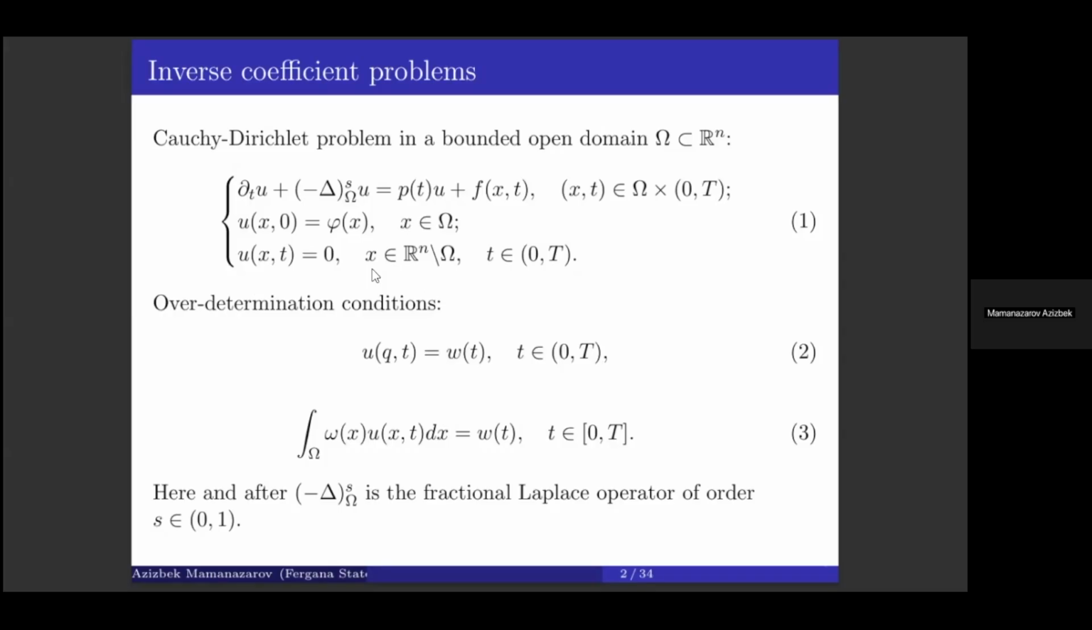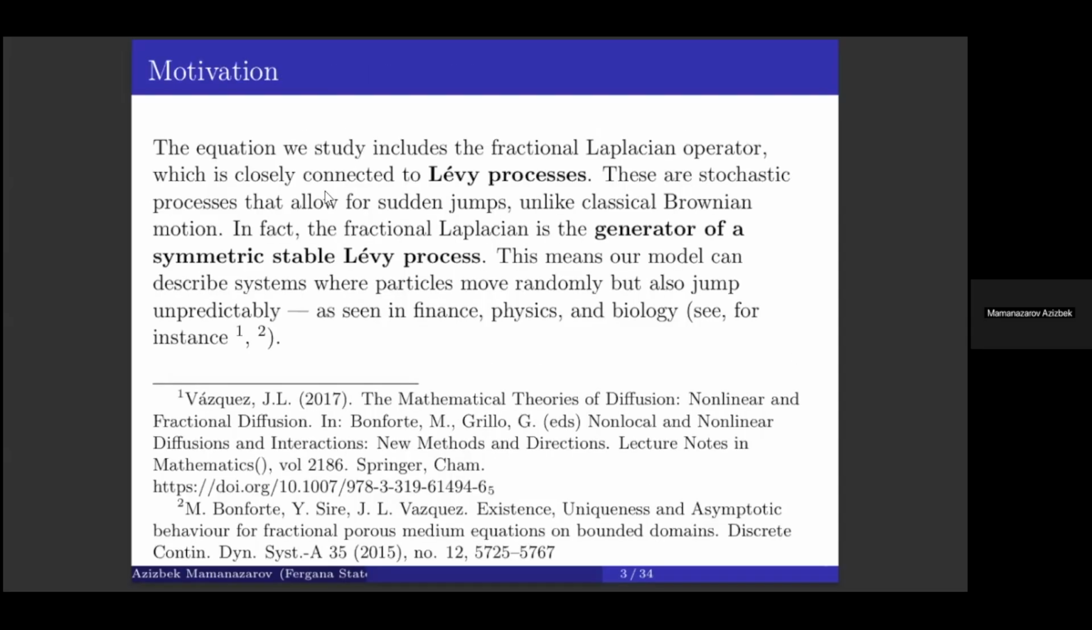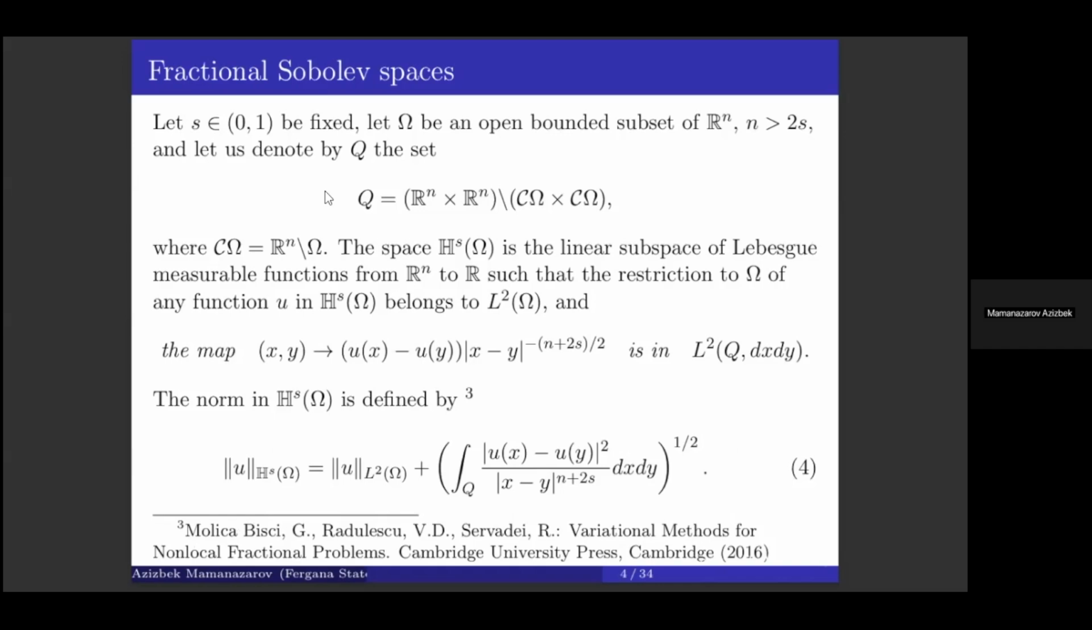Our equation includes this type of fractional Laplacian operator. This operator is a generator of symmetric stable Levy processes. It is connected with probability theory. So we need some fractional Sobolev spaces to work with our problem. This is the norm of the space H^S of omega. The norm of this space is defined by formula 4.